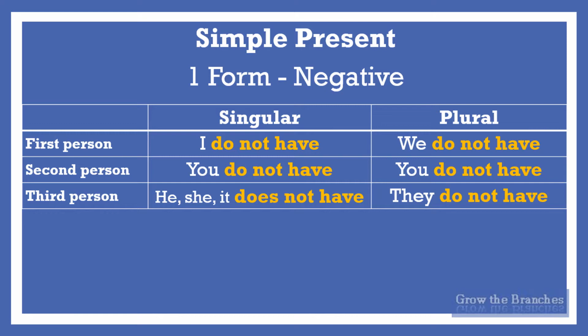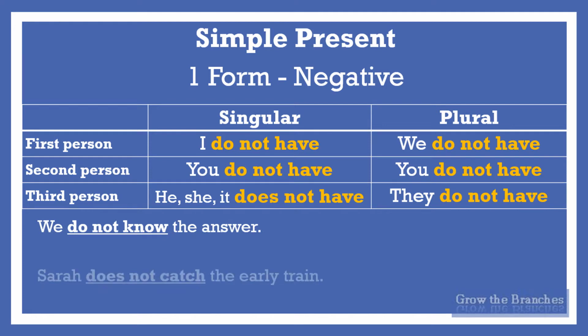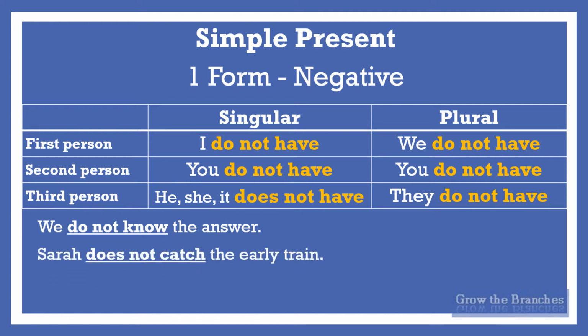Note that when we put the S to do, does, we cannot say she does not has. The S should occur only once in does, not twice. They do not have. For example, we do not know the answer. Sarah does not catch the early train. Most children do not like ice cream.